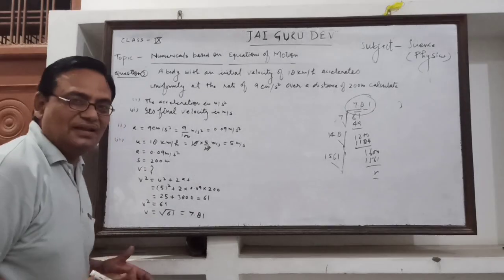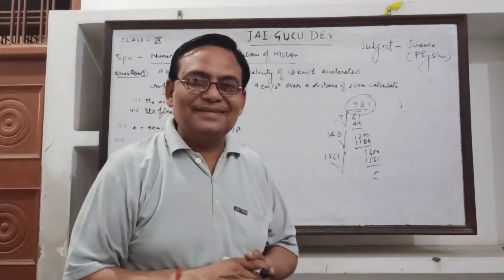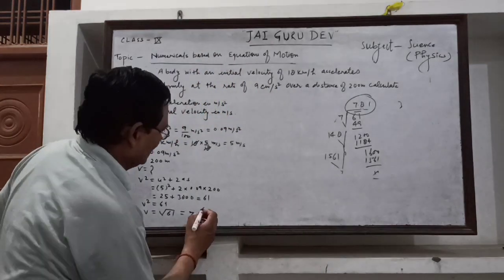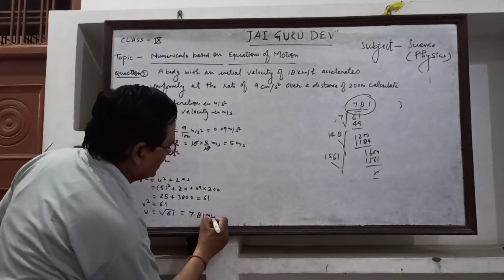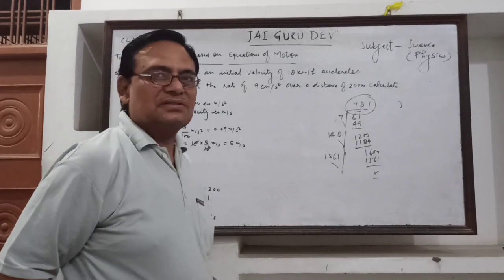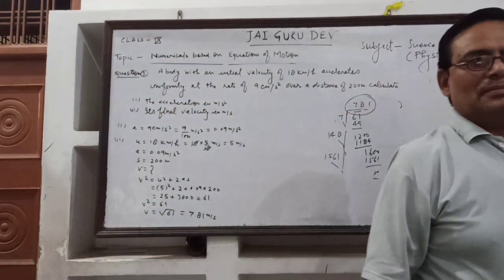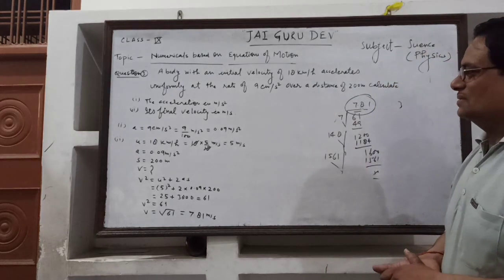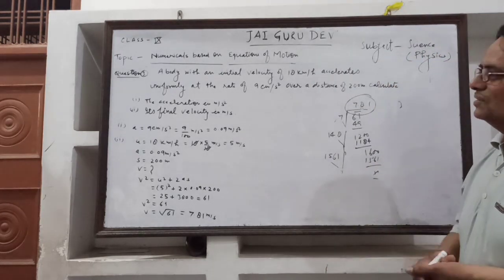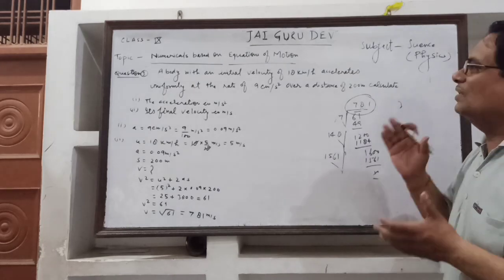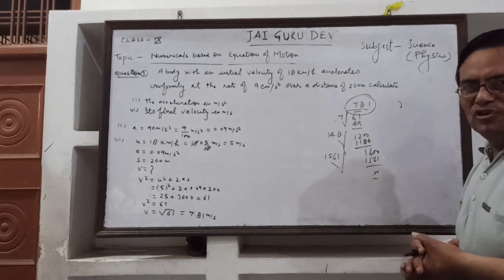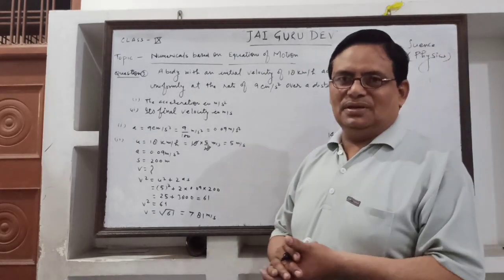So all we have is the value 7.81. And what is the SI unit of velocity? You know what that is? Meter per second. So we write here meter per second. Thus, students, we expect that these numericals will help you in solving more numericals. Okay? Thanks.